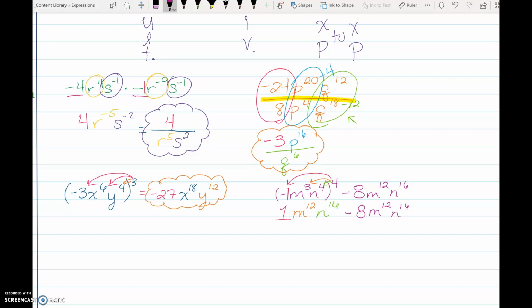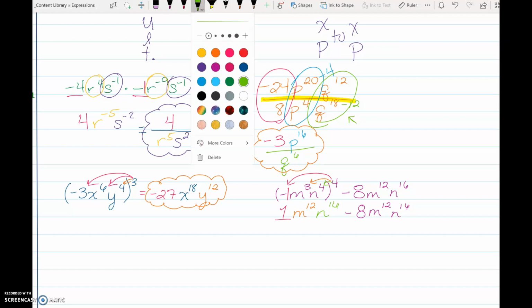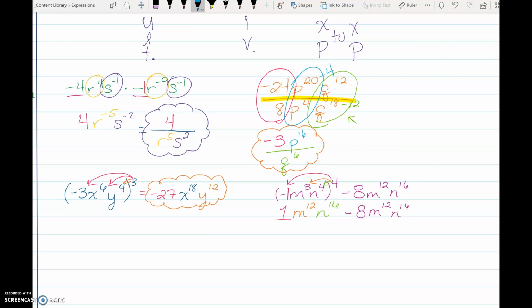combine them. So if I have 1 m to the 12th, n to the 16th, and I take away 8 of them, how many are left? Well, actually, none are left. We're taking away more than we have, so it becomes negative 1 minus 8, negative 7 m to the 12th, n to the 16th.